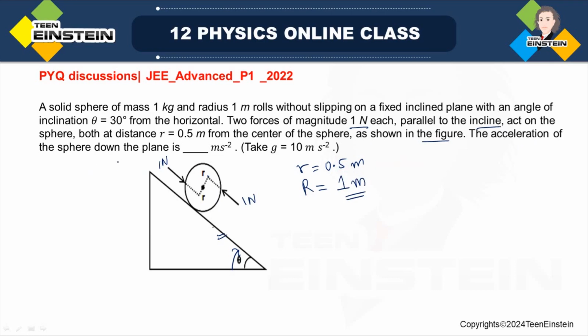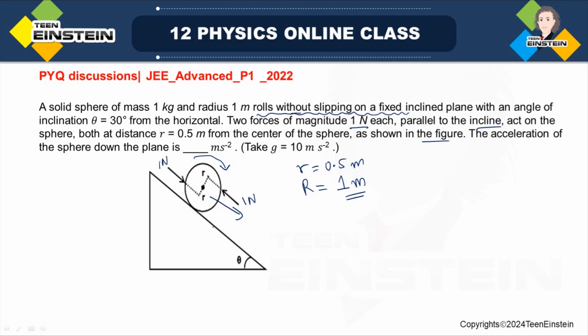The acceleration of the sphere down the plane is dash meter per second square. That means you have to find out the acceleration of the sphere down the inclined plane. So how do you solve this problem? To solve this problem, this point is very important. Rolling without slipping. So this is rotating as well as moving down the inclined plane.